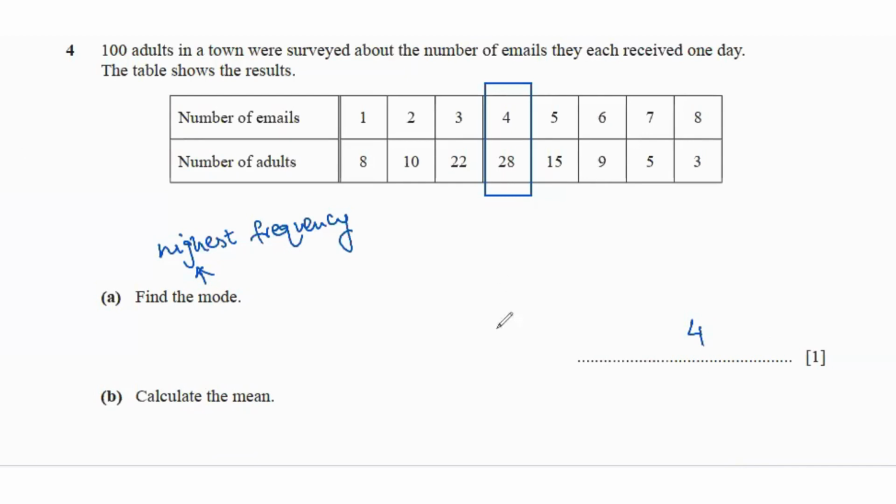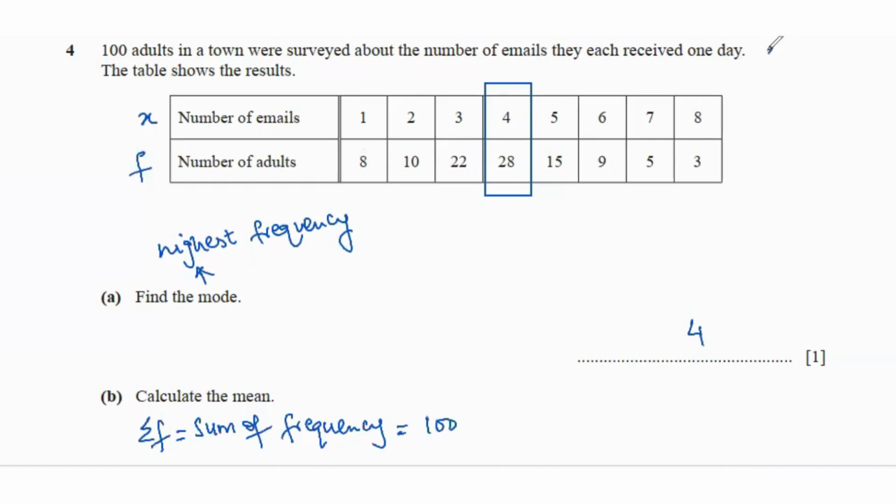Then it says calculate the mean. So for the mean, we need to find our sigma fx and sigma f. Sigma f is your sum of frequency, which is in this case given as 100. This is your f value, this is your x value. So for sigma fx, we multiply f and x and then add the results for each product.